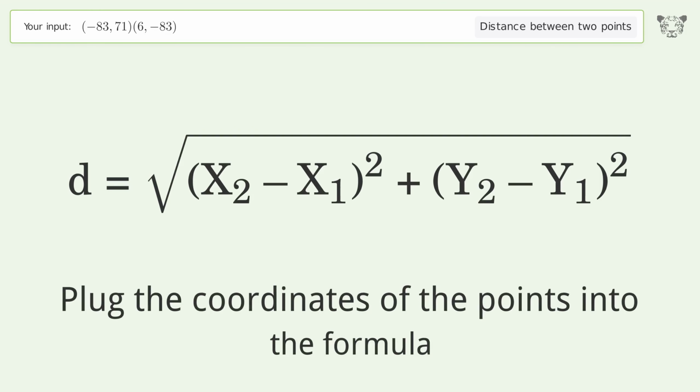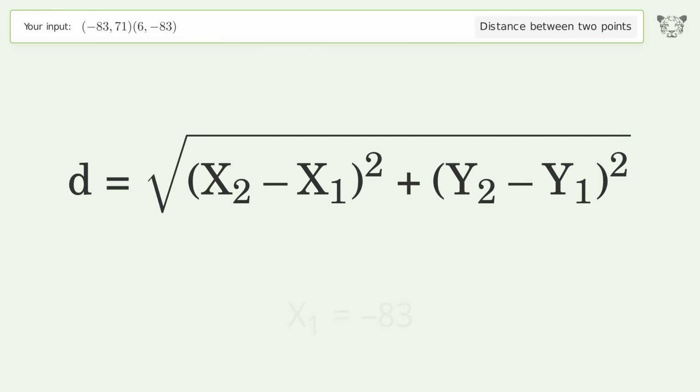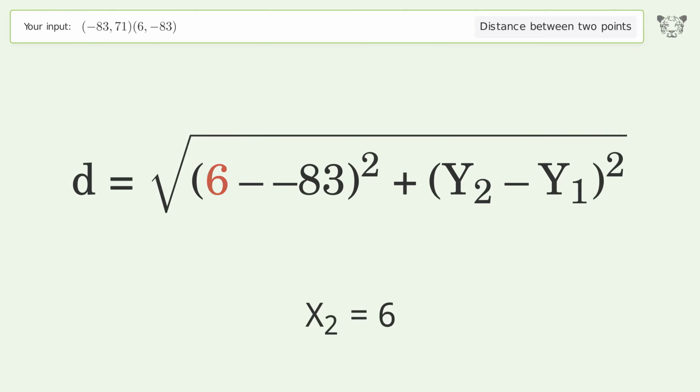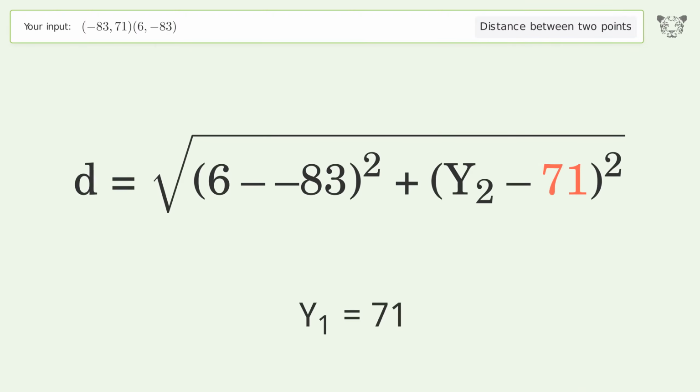Plug the coordinates of the points into the formula. x1 equals -83. x2 equals 6. y1 equals 71. y2 equals -83.